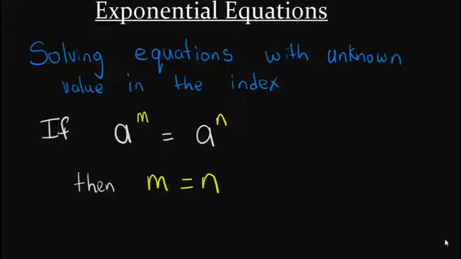This is also called solving equations with unknown value in the index. Once you have an equation and the bases are the same, then you can equate the powers. So using this fact, we can find an unknown in the exponent or the power.